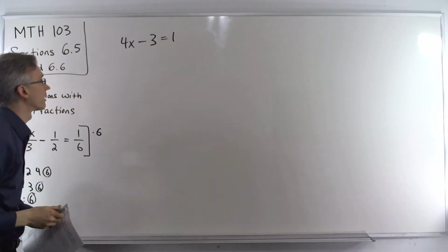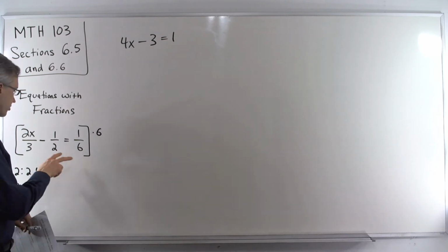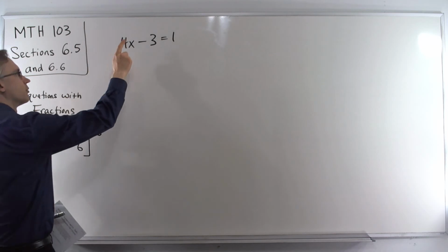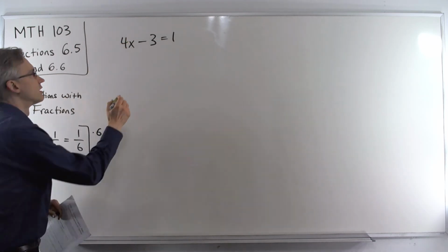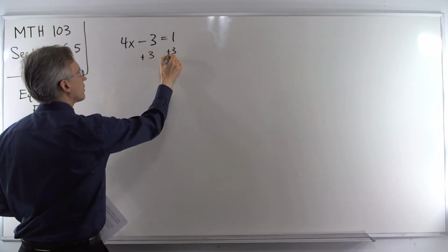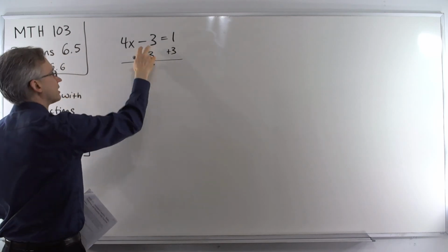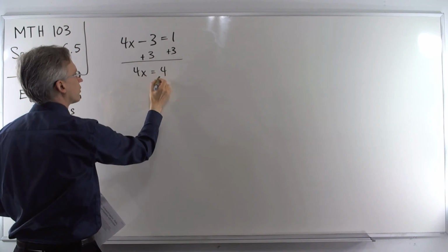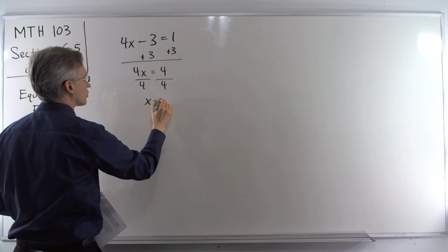So by multiplying by the least common multiple of the denominators, we've managed to transform this nasty equation with all these fractions into something with just whole numbers. Now we can solve this using the techniques we learned earlier in the course. Start with addition and subtraction. So we're going to get rid of this thing. We're going to get the x by itself. So 4x equals 4. And now we'll divide by 4 and get x equals 1.